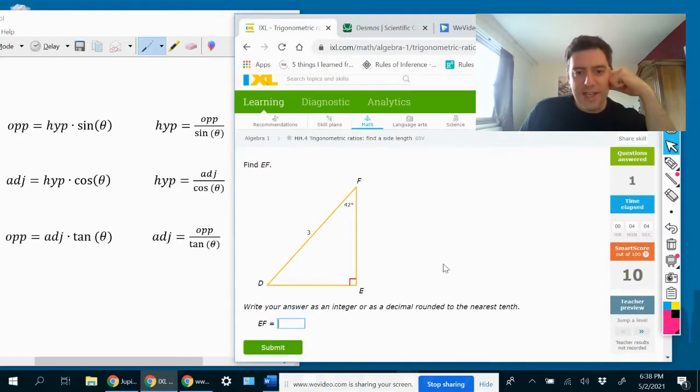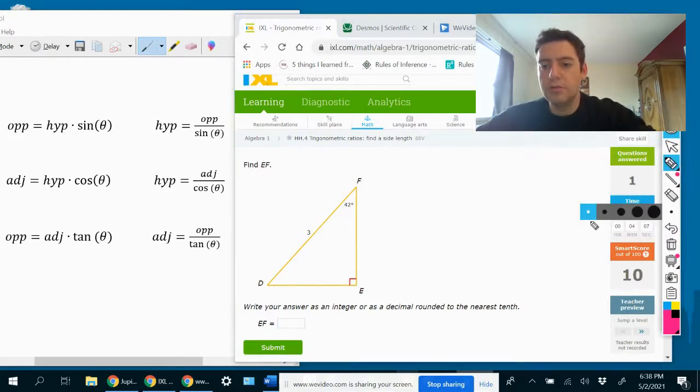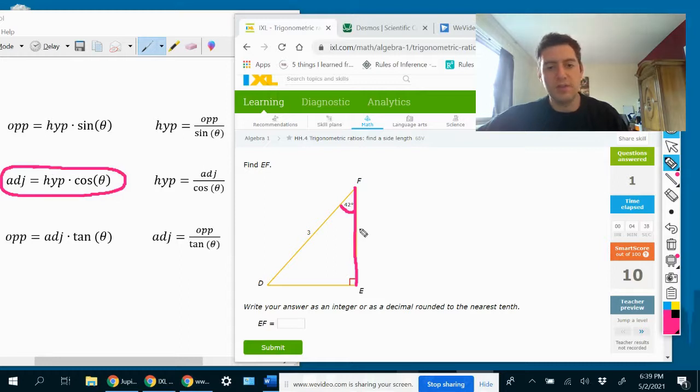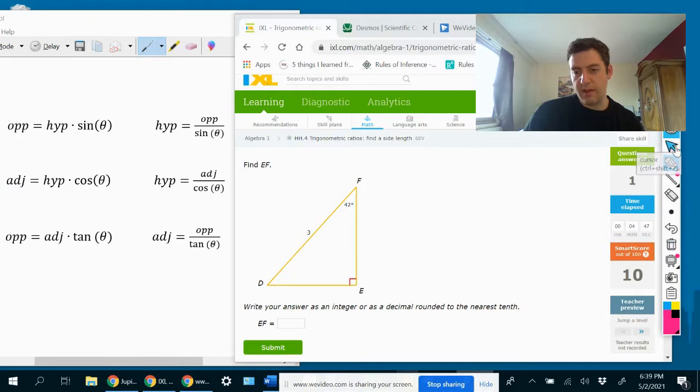Okay, find EF. So let's just draw a line from E to F. This is the angle that we're given. We're also given this 90-degree angle, obviously. This is the hypotenuse because it's right across from the 90-degree angle. All right, again, we want to ask ourselves, what's the relationship between this angle and this side over here? Well, this side is adjacent to this angle. So again, we would be using this formula to figure out the answer to this problem, because this formula is a recipe for finding the adjacent side. But you know what? I'm not going to do that right now because we just did a problem like that.